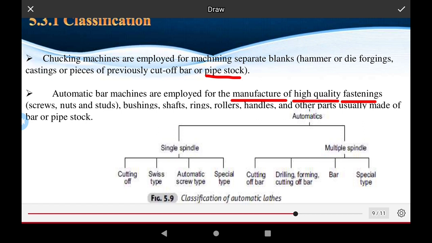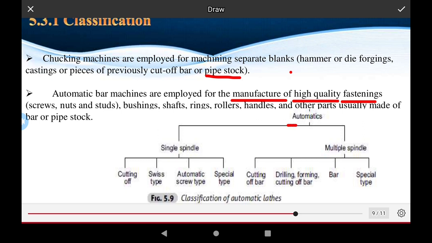In this classification, the machines perform work only on bushes, shafts, rings, rollers, handles, all these components, completely performing the manufacturing operation. This is a small part of the machine system. The machines are also classified.